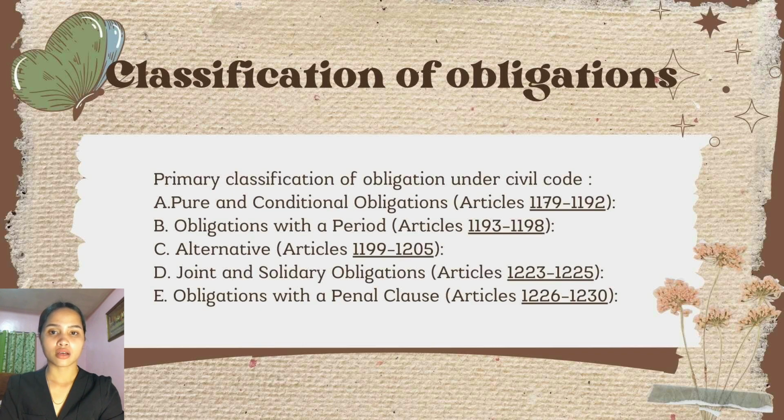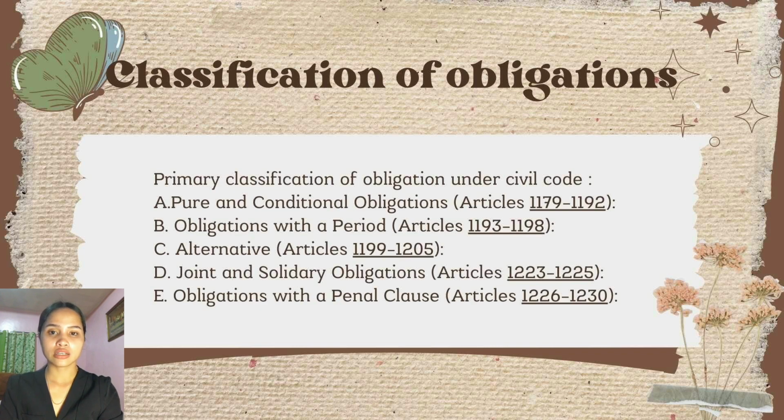Obligations with a penal clause, Articles 1226 to 1230. Obligations with a penal clause include a stipulation imposing a penalty in case of non-compliance. The penalty serves as an additional incentive for the debtor to fulfill the obligations.